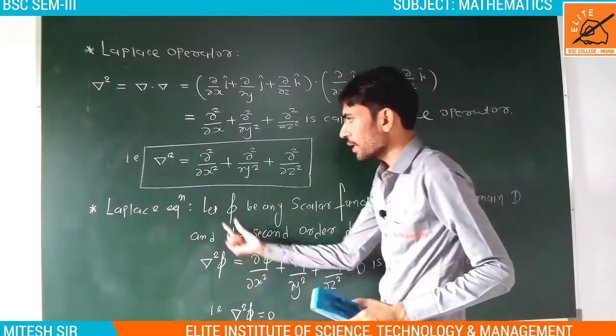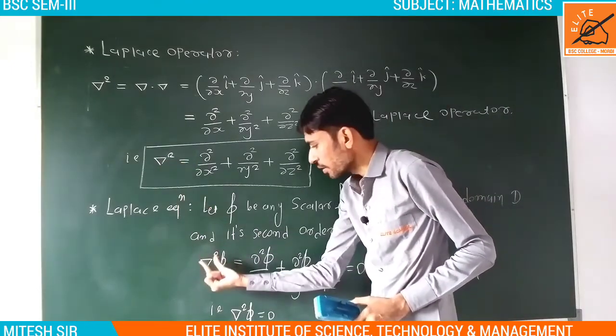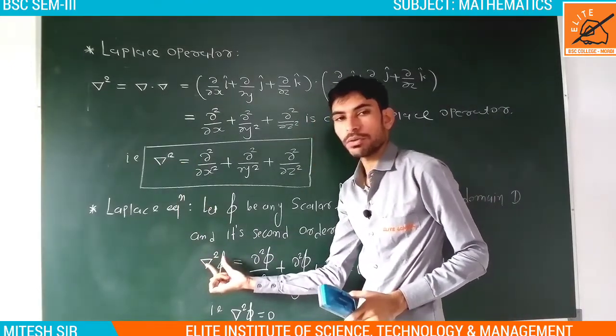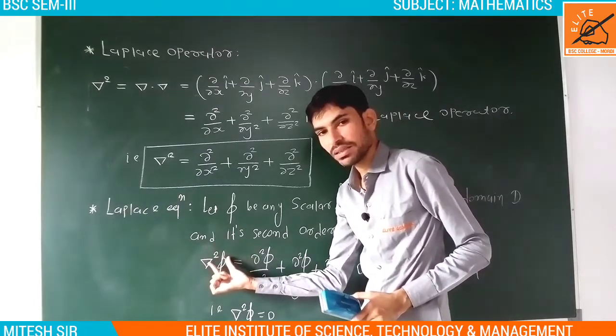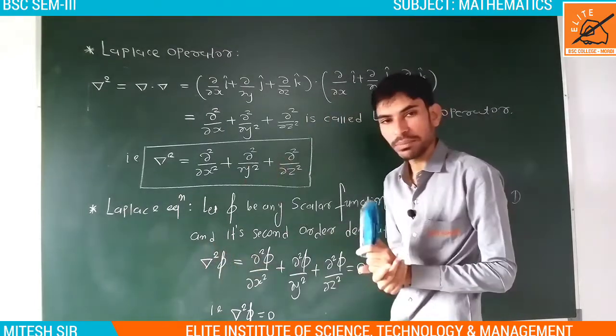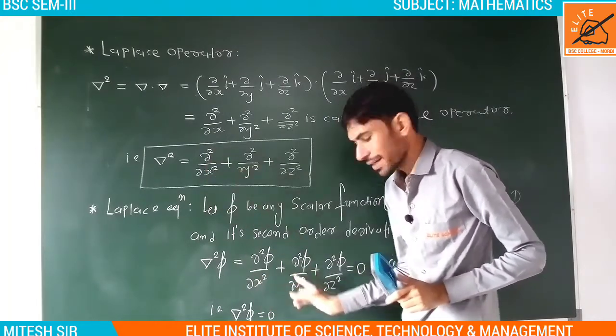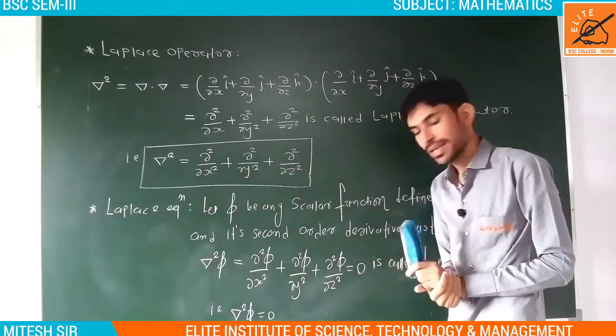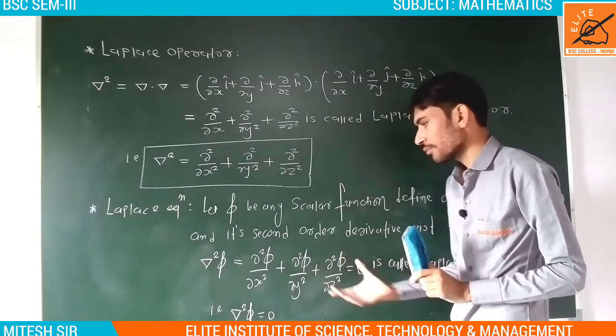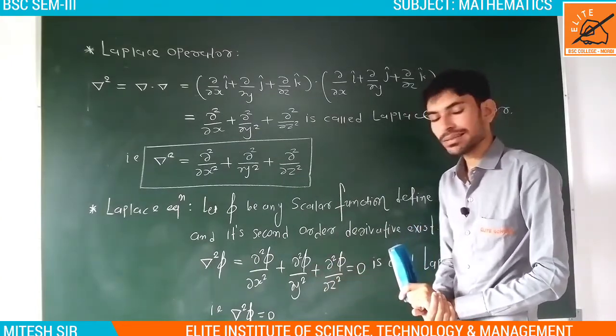Now here we multiply nabla square with the function phi, and phi is a scalar function. So friends, phi is a scalar function, so it will be multiplied with each term. That means it will be written as del square phi by del x square, del square phi by del y square and del square phi by del z square. So keep in your mind this form. This form is known as the Laplace equation.